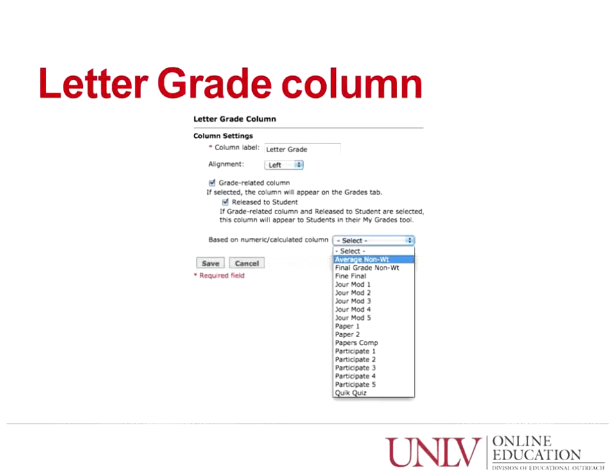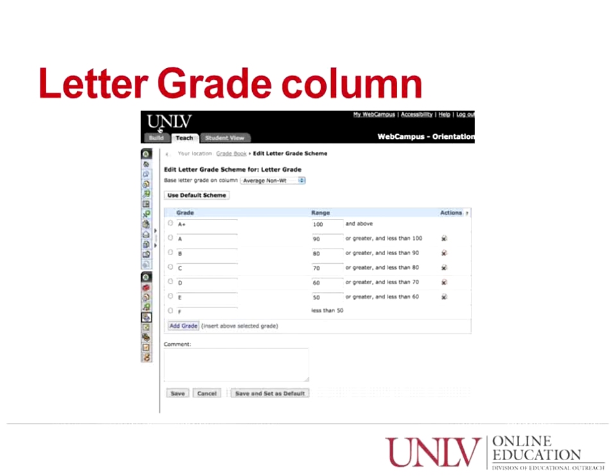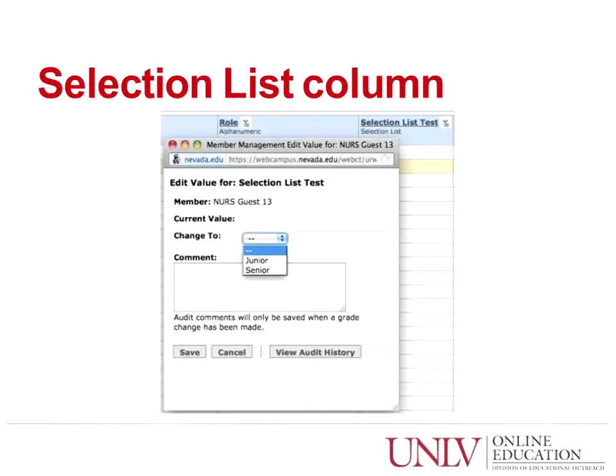Letter grade column real quick. You would start, for instance, with the average column that we calculated. And then you set up the scale. So based on the letter grade that you had for the column, you're applying the numbers that they're calculating to the scale. As you can see, A+ is 100 or above, 90 or higher is an A, and so on. And then when they see the resulting gradebook column, they would know what their letter grade is without having to calculate from a separate number.